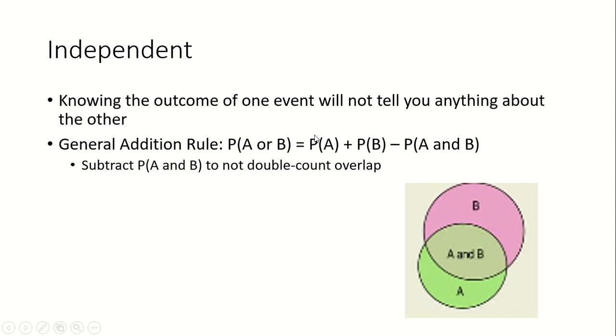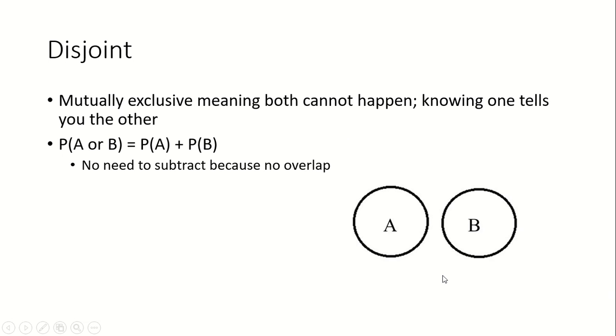But in this circumstance, when they're independent, add the probability of A, add the probability of B, and then subtract the area of both. So as you can see, mathematically, we're solving for the area of both and just making sure we don't double count the center.